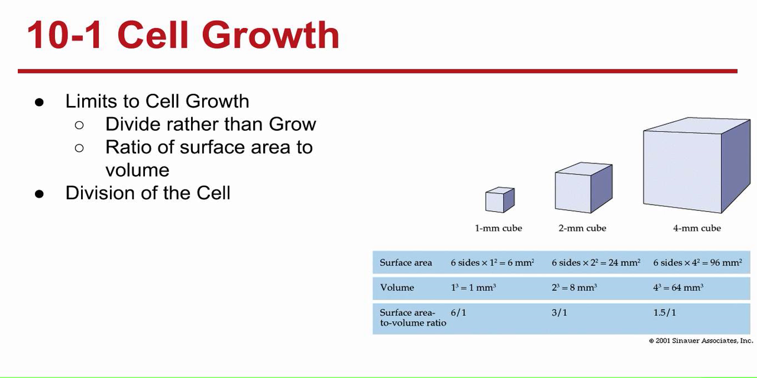So the first one is the DNA overload. As cells increase in size, they don't make extra copies of DNA, so there are more organelles needing genetic information from less DNA. The next is the exchanging of materials.